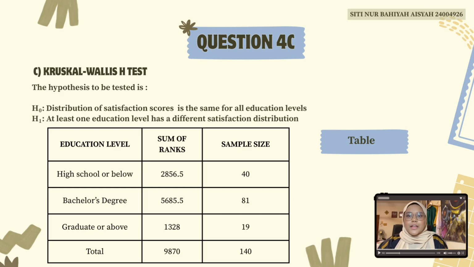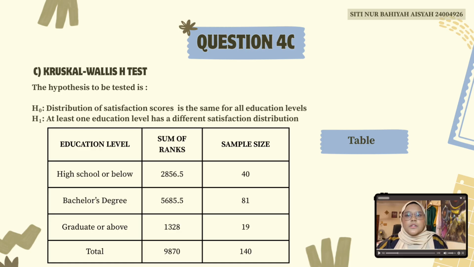For question C, we were required to conduct a non-parametric test, specifically the Kruskal-Wallis test. The hypothesis to be tested is, the null hypothesis is the distribution of satisfaction scores is the same across all education levels. The alternative hypothesis is at least one education level has a different satisfaction distribution.